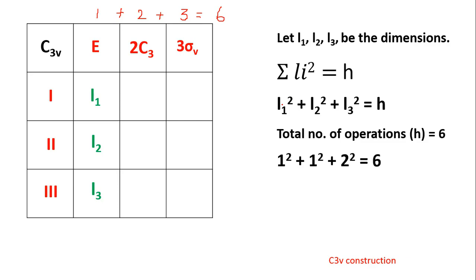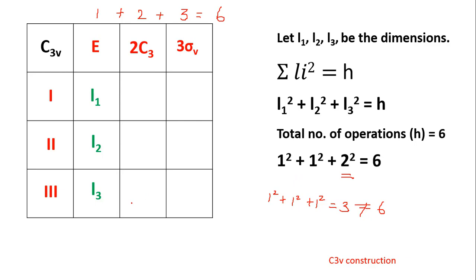You have the condition that L1 square plus L2 square plus L3 square is equal to H. That means L1 square plus L2 square plus L3 square is equal to 6. If you take all of them as 1, then it will come to be 3, which is not equal to 6. So this is not true. Only when one of the dimensions is 2, the total will become 6: 1 plus 1 plus 4 equal to 6. The dimension can take only the values 1, 2 and 3, all positive quantities.